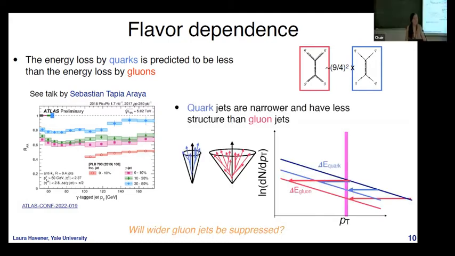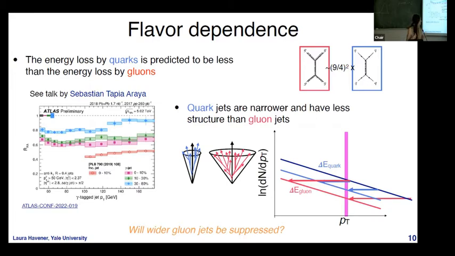But then when we throw in substructure, we get a little bit more complicated picture, because the quark jets are narrower and expected to have less substructure than the gluon jets. And so we can get effects where the gluon jets are more suppressed and we're left with these narrower quark jets.